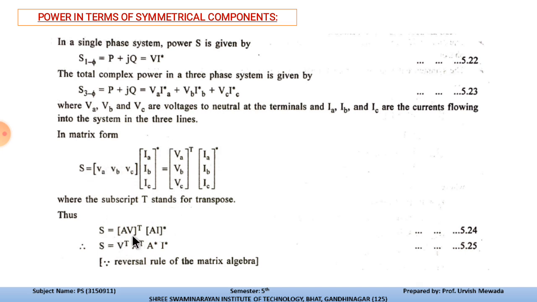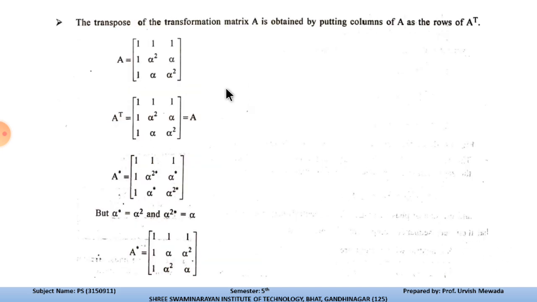So S is equal to (AV) transpose into (AI) conjugate. So yes, V transpose into A transpose into A conjugate into I conjugate. So the reversal rule of matrix algebra is applied over here, and we get equations 5.24 and 5.25 by applying the reversal rule. So let us discuss what A transpose is. The transpose of the transformation matrix A is obtained by putting the columns of A as the rows of A transpose. So yes, that we have done over here.